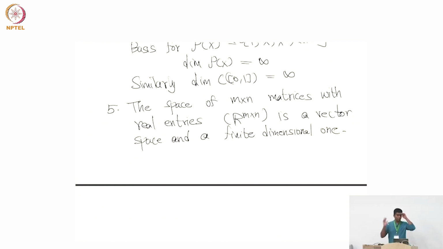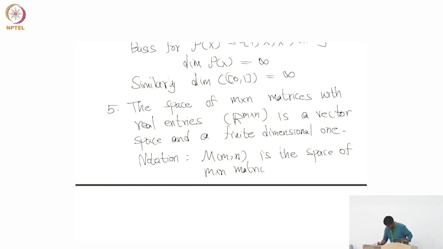I presume everyone knows what a matrix is. The notation is usually M cross N, or M of (m, n), the space of m cross n matrices, and its dimension, you need to verify that this is a vector space and so on, will be m into n, the product of this.